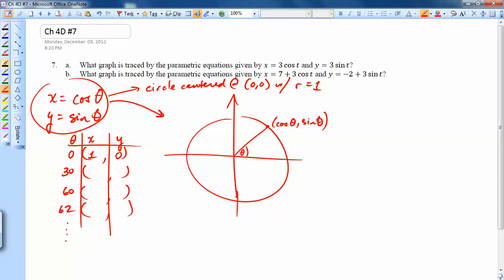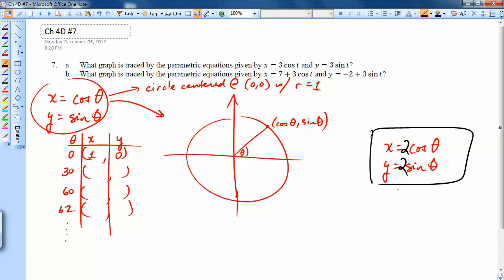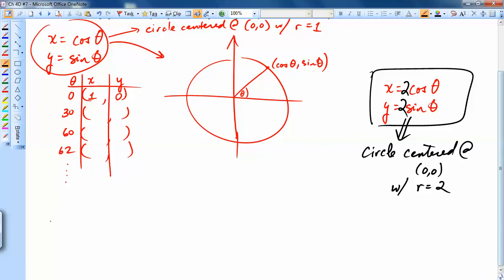Then what I did was I took the same thing and here, let me paste that over here. And I just said, okay, what happens if I do this? So now this thing represents a circle centered still at 0, 0, but the radius is now 2. And then I did one more example.